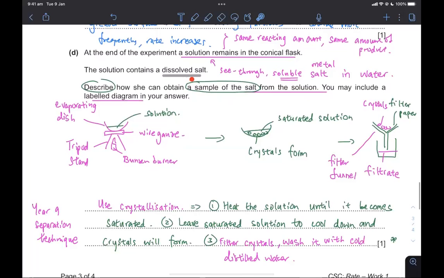This is a dissolved salt. In year 9, you learned if something is soluble, dissolve means soluble, you cannot filter. Filter is tapis in Malay. So you cannot tapis, you cannot filter something which is soluble, so filtration is not going to work.